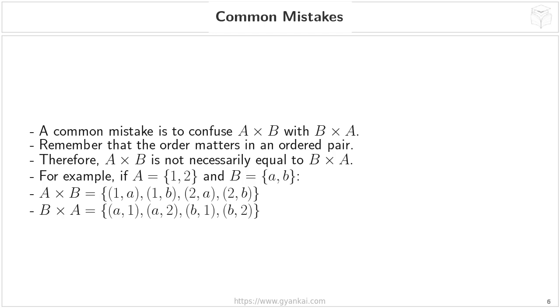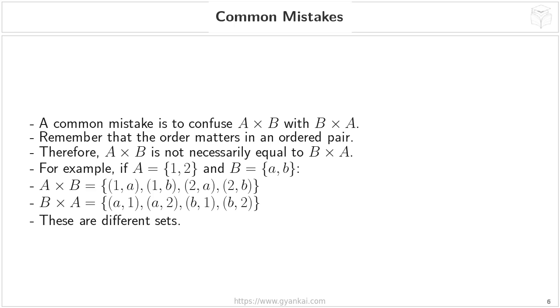Now, if we flip things around and calculate B cross A, we get a completely different set of ordered pairs, A1, A2, B1, and B2. Here, the first element comes from set B and the second from set A. As you can see, these are two distinct sets. They have different elements, even though they use the same original elements from A and B. So, always remember to pay attention to the order of the sets when calculating a Cartesian product.